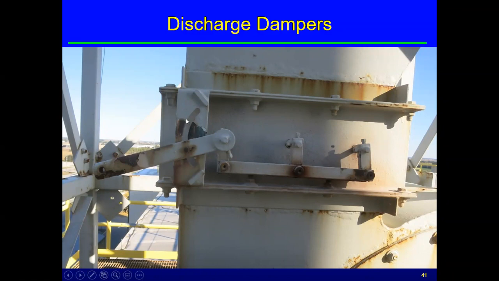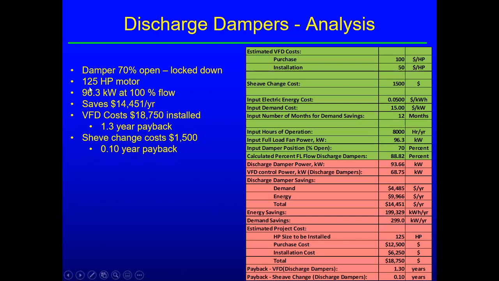It looked like it may have been up here initially and got painted there, because you can see how the paint chips, and then when they pulled it down, it broke the paint loose. So maybe this was more throttled, or maybe this was more open, you know, I don't know. It was a 125 horsepower motor. It was estimated at 96.3 kW at the 100%. If we opened it up completely, that was the estimate, which is loading a 125 horse motor pretty significantly.